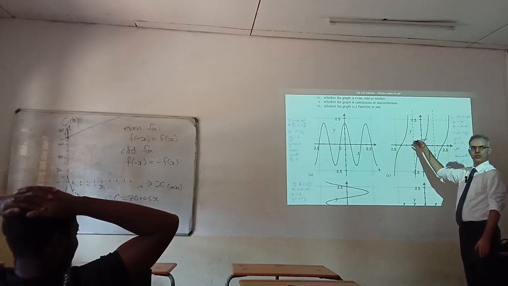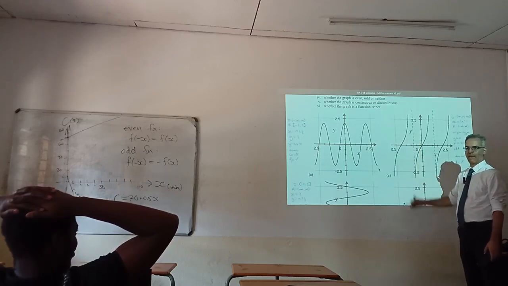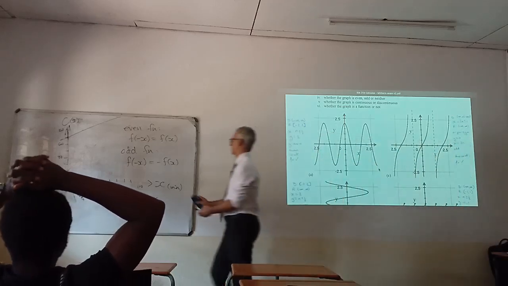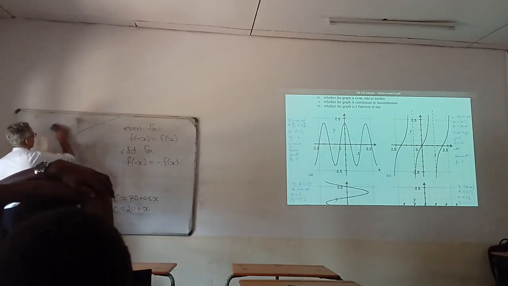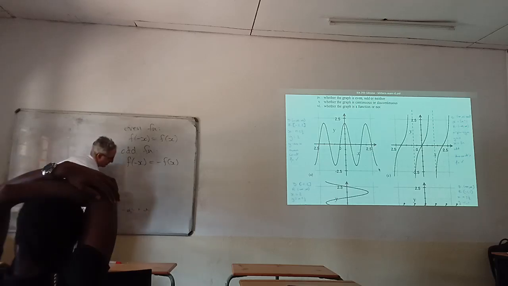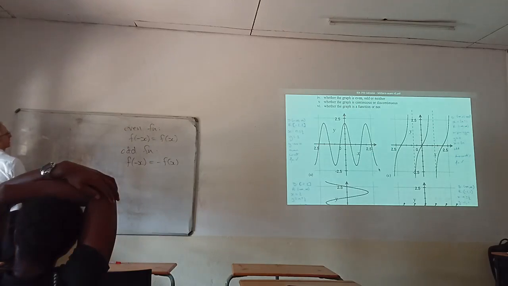Do you know what the dashed line represents? Why is there a dashed line? Anybody know? We haven't talked about it yet. I thought you learned all this in secondary. It's called an asymptote. I talked about this in class.